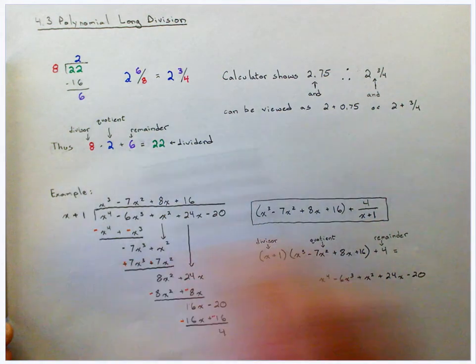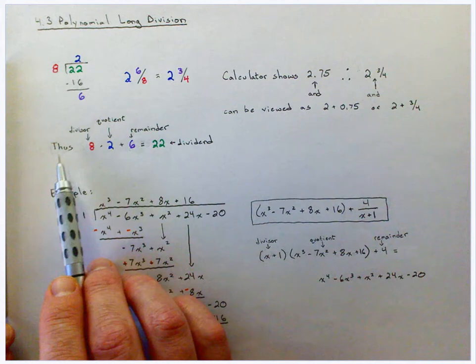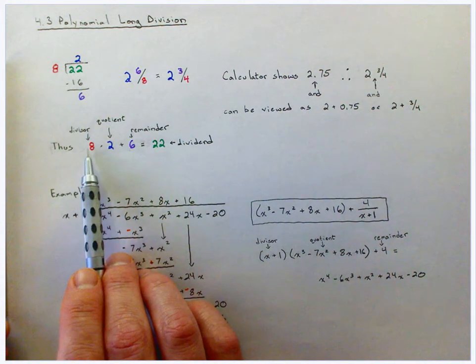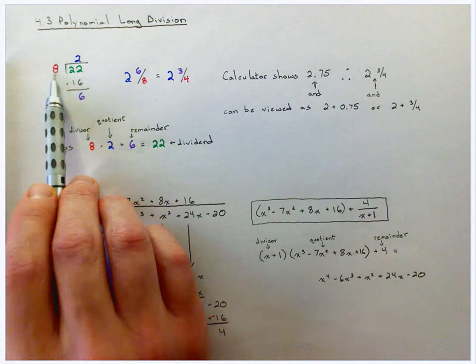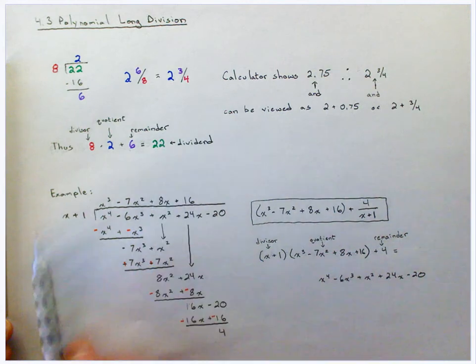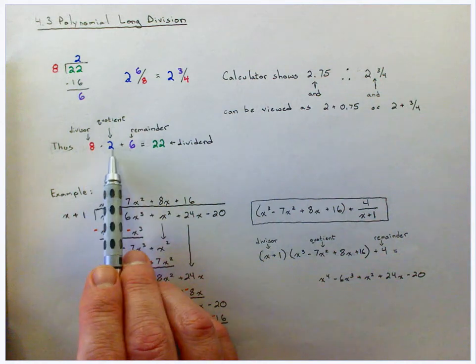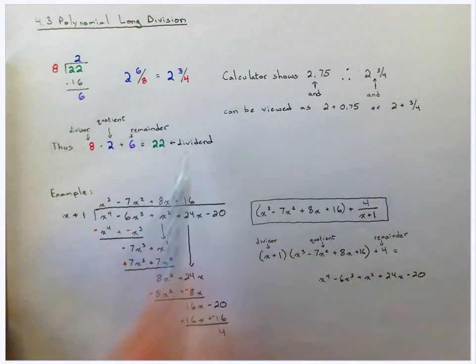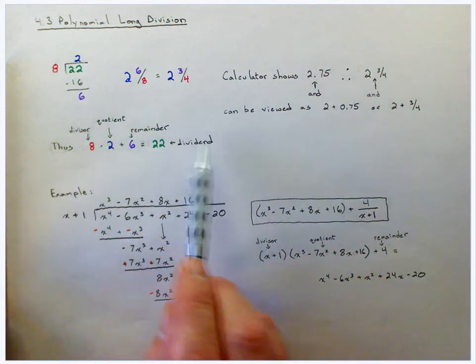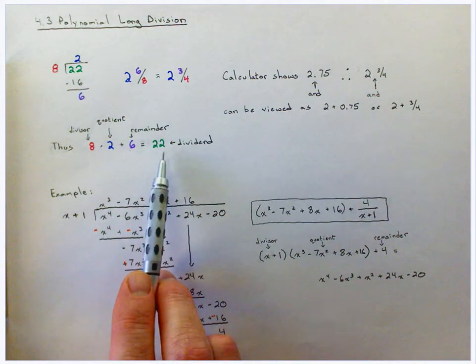Where this comes into play is being able to understand your answers, what they're telling you. But what we're looking at is this concept right here. I have the divisor times the quotient plus the remainder will equal the dividend. Which you look at and say, okay, that does make sense. 8 times 2 plus 6 equals 22. Well, I can take this concept and apply it to polynomial long division and end up with the same context as up here with basic arithmetic.